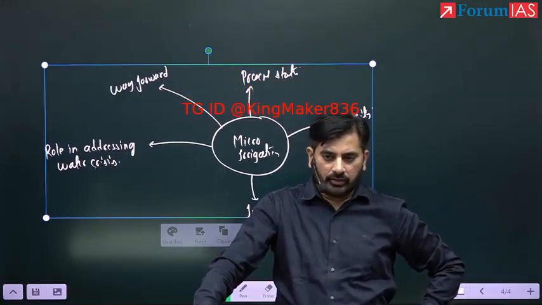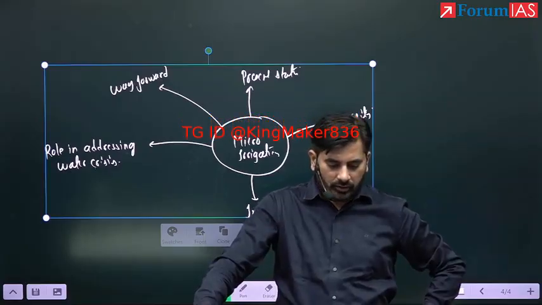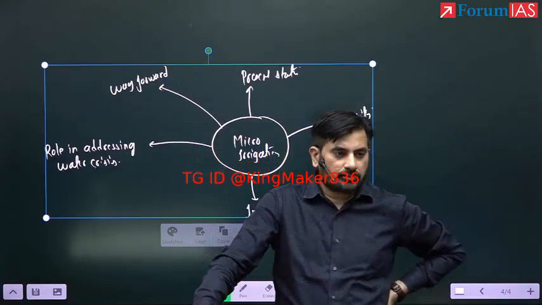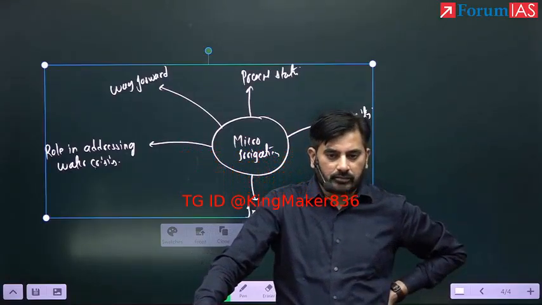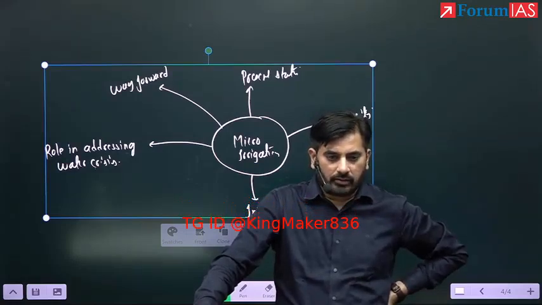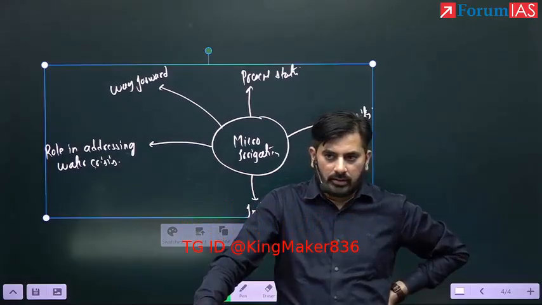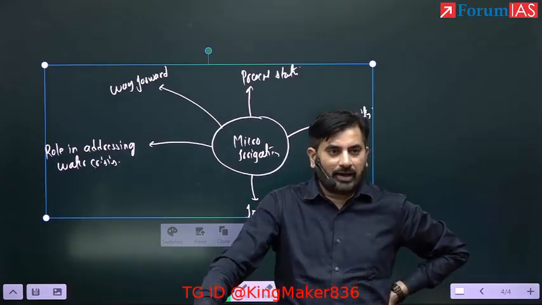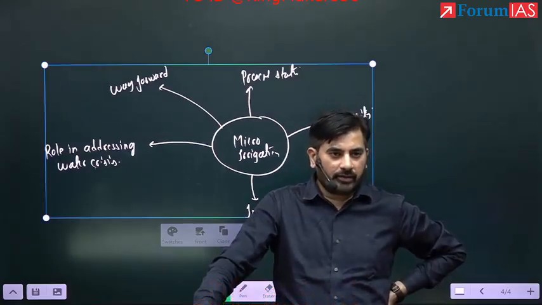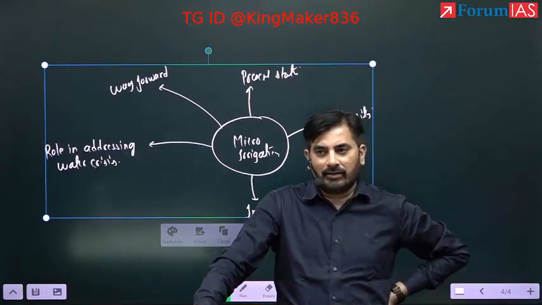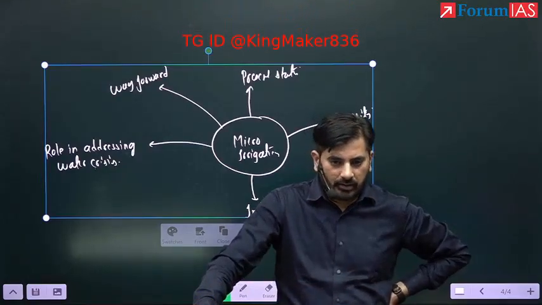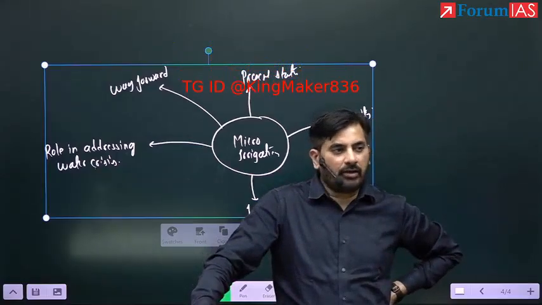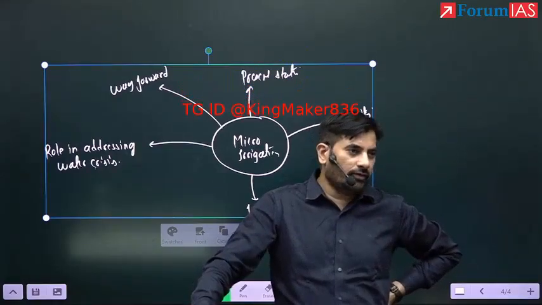adoption of micro irrigation can reduce water consumption by 40%, comma, enhance productivity by 45%, and increase the income by 50%. Underline those facts. Water consumption by 40%, productivity by 45%, and income by 50%.